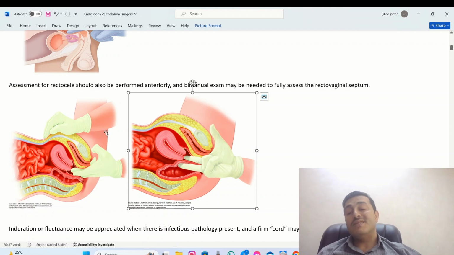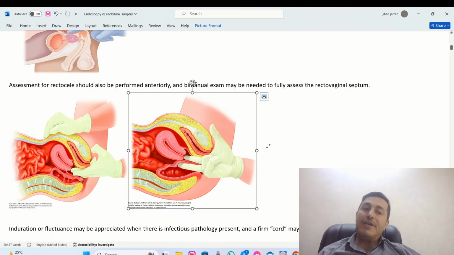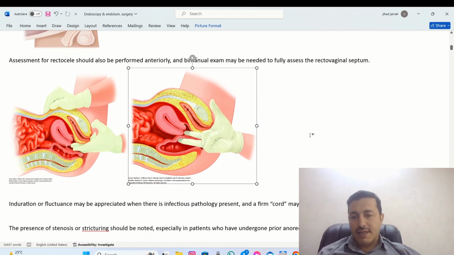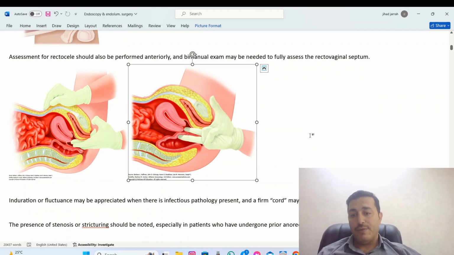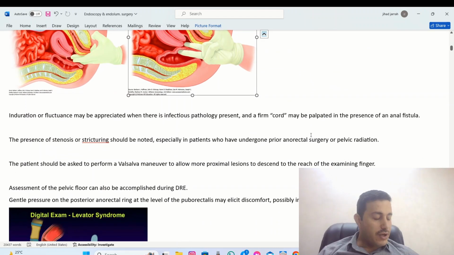There is a difference between the bimanual exam and the rectovaginal septal exam. This can also be done while performing digital rectal exam. Okay, what else can we notice also?